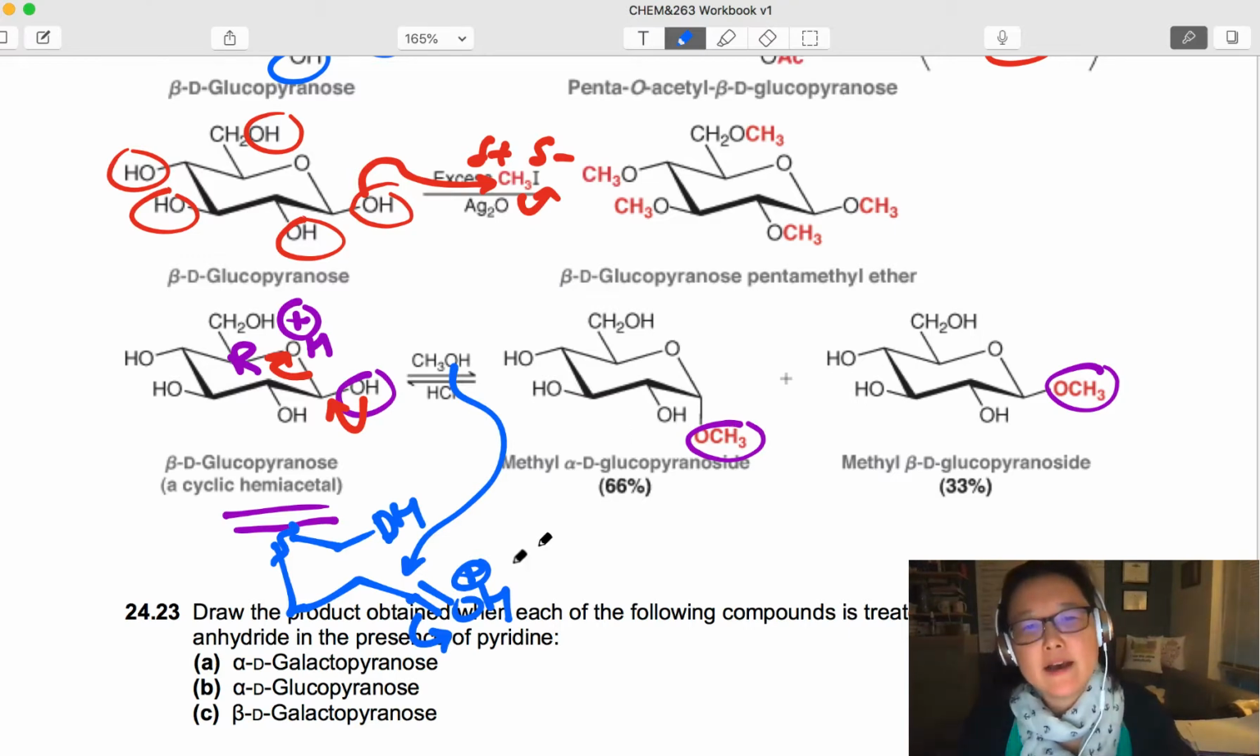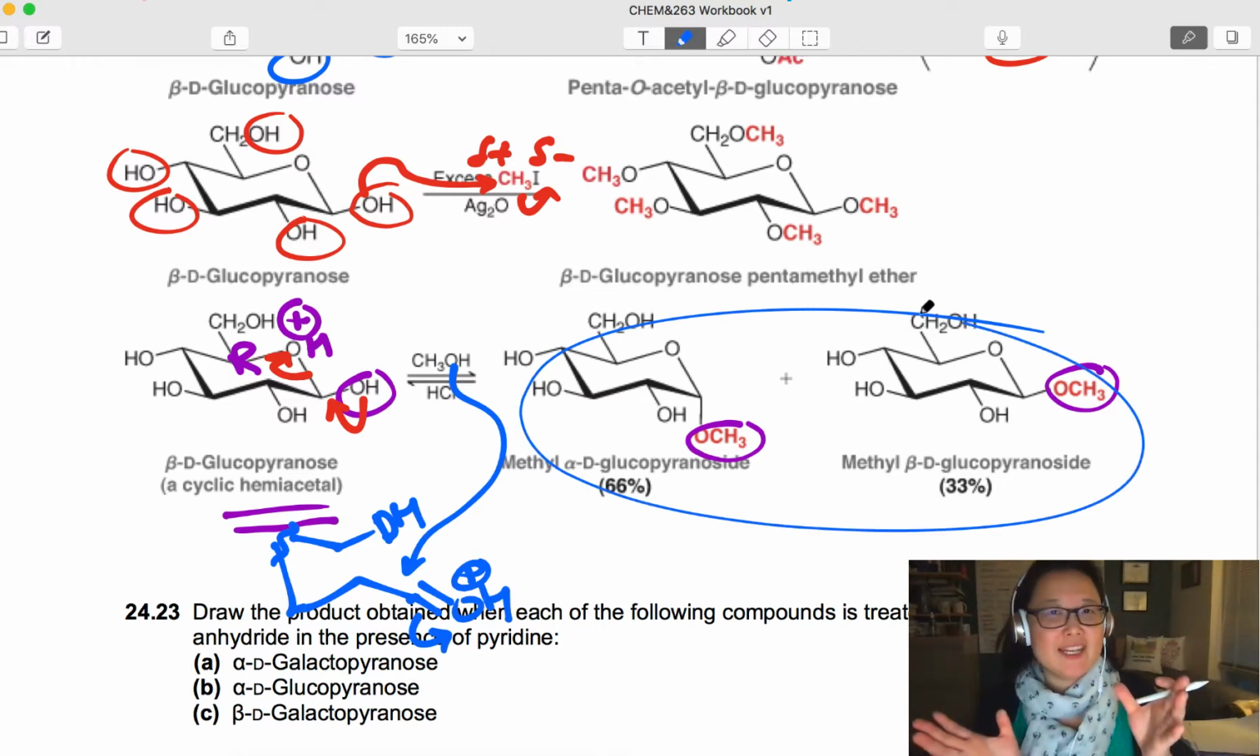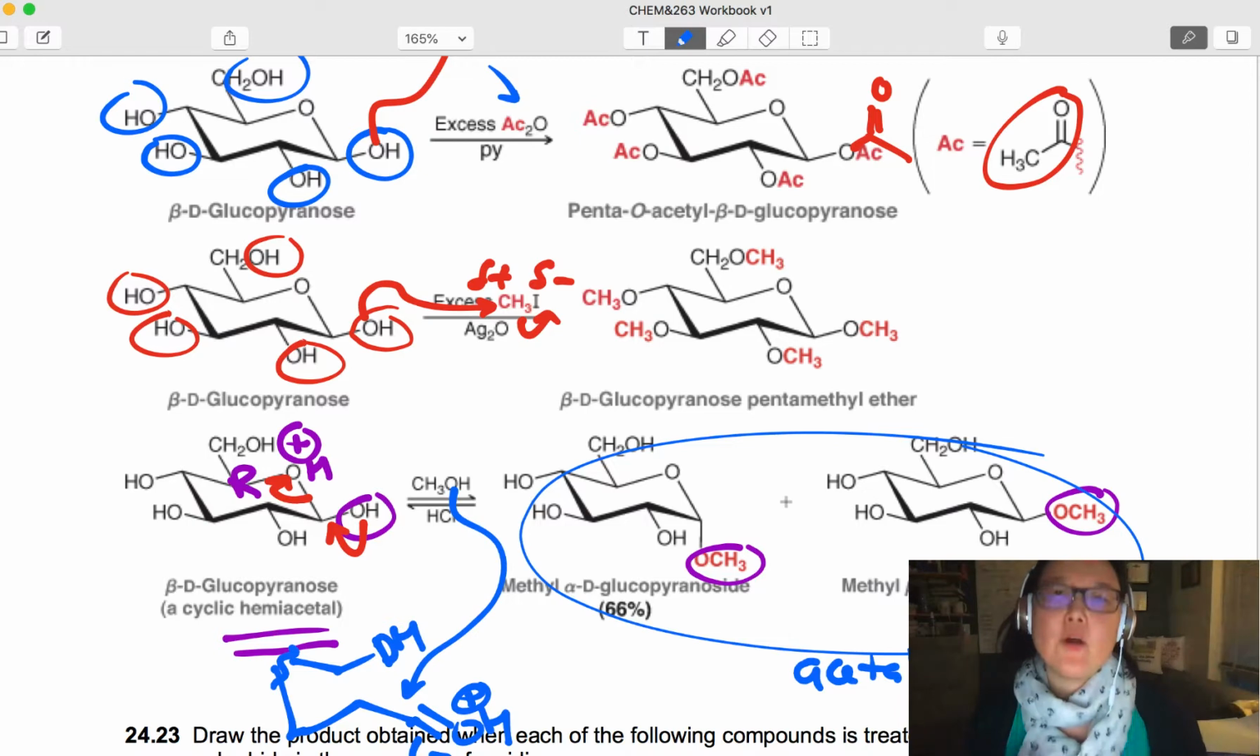And it can attack on the top or the bottom, because the carbonyl group can be up or down, and that leads to the alpha and beta forms. The fact that I'm getting a mixture of alpha and beta tells me that there's an open chain and then it closed up again. And so that's how you get alpha and beta. Okay, so this is the only one where only one of the OH groups reacts, because it's a hemiacetal going to an acetal. So it only happens at that one anomeric carbon.